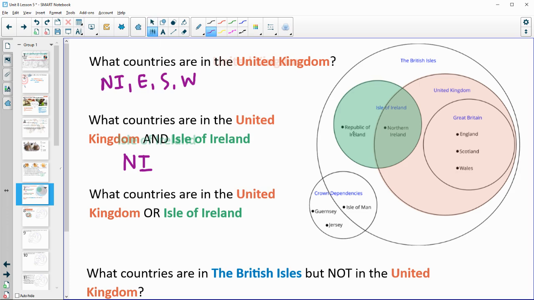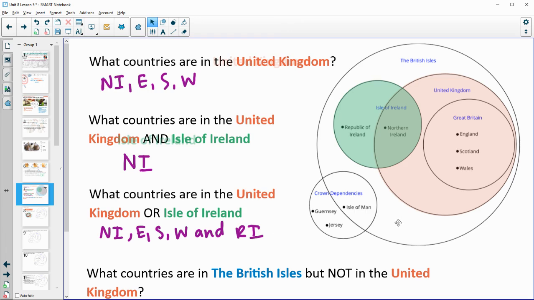What countries are in either of these two? Okay, what countries are in the Isle of Ireland or the United Kingdom? That's going to be all of the countries that are in the United Kingdom in the orange circle. So Northern Ireland, England, Scotland, and Wales. And then also the Republic of Ireland. That's also in this green.